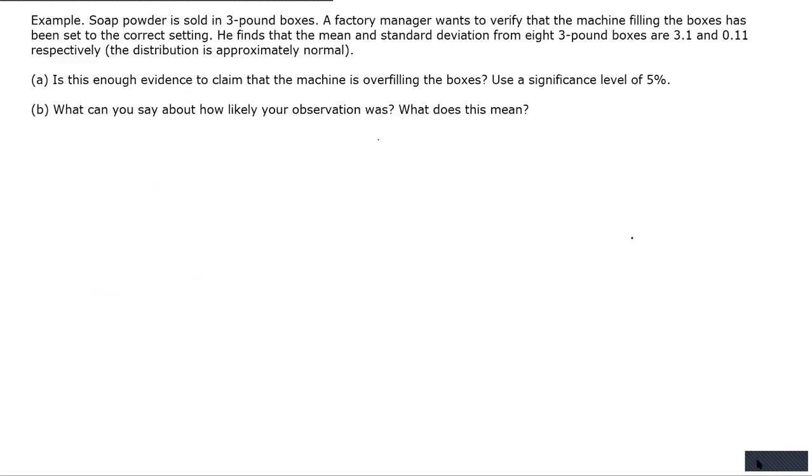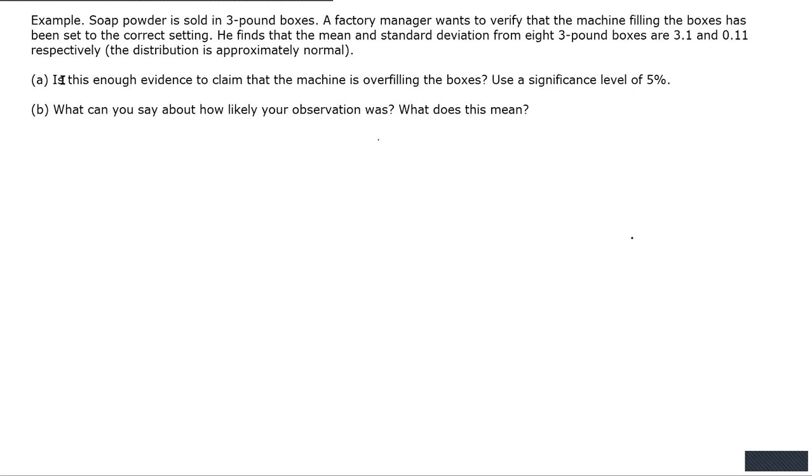So here's the second example that we're going to talk about. We have that soap powder is sold in boxes of 3 pounds, and a factory manager wants to verify that the machine filling the boxes has been set to the correct setting. He finds that the mean and the standard deviation from 8 3-pound boxes are 3.1 and 0.11 respectively. So that means the mean is 3.1 and the standard deviation is 0.11. We also are given that the distribution is approximately normal.